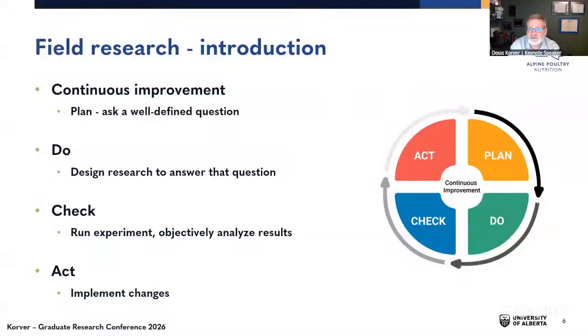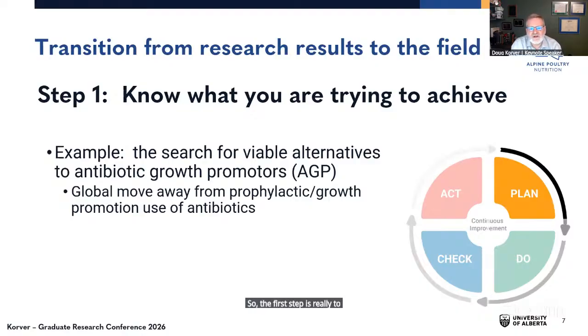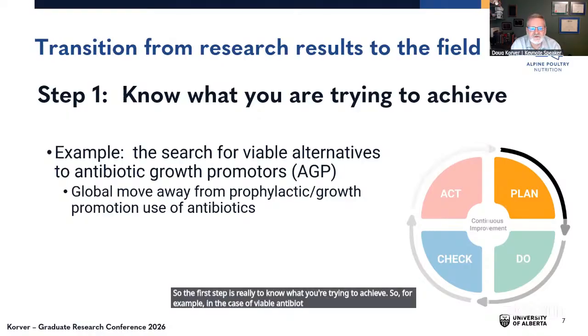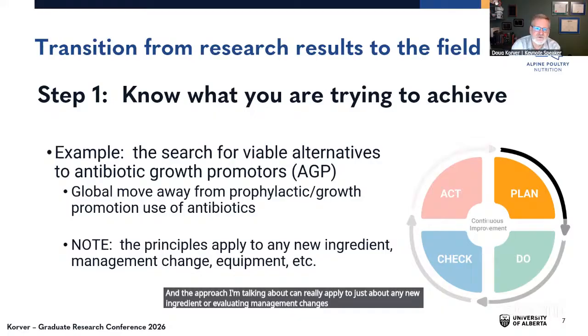And based on the results, you implement changes if they're warranted. So the first step is really to know what you're trying to achieve. For example, in the case of viable antibiotic alternatives, how do we assess whether or not those products are actually useful under field conditions? The approach I'm talking about can apply to just about any new ingredient, or evaluating management changes or equipment and so on, but I'm going to focus on antibiotic alternatives.